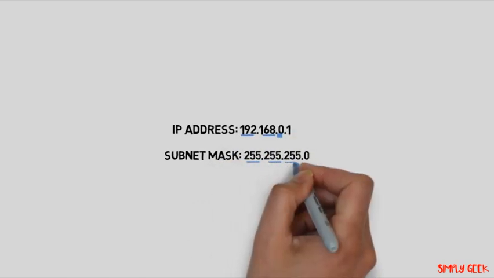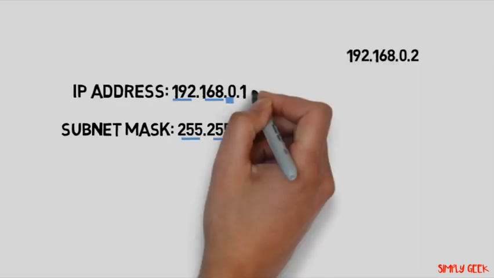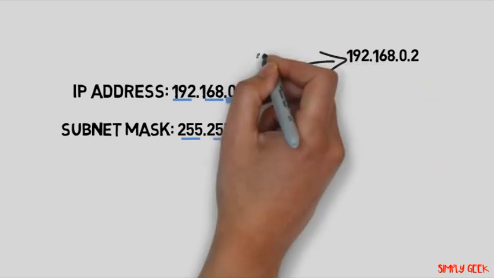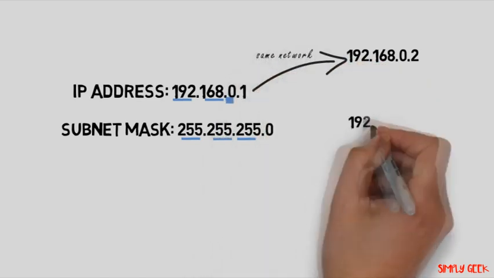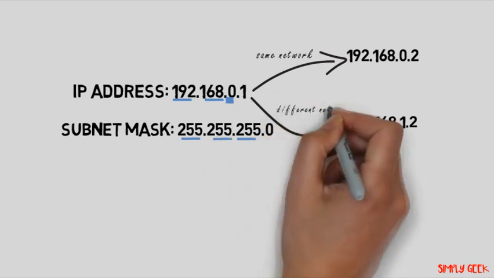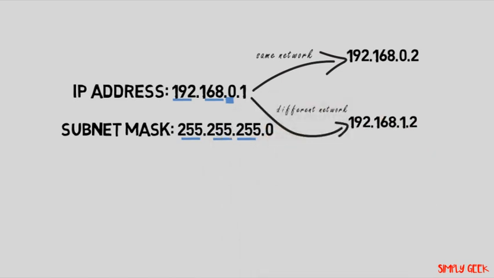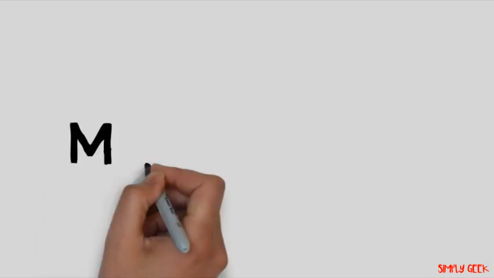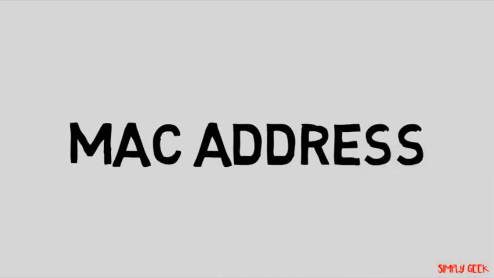A group of computers are said to be in the same network when their network bits are the same, and the host bits will vary depending on the number of computers connected in a network. We will be simulating a real-time scenario in Cisco Packet Tracer in the next video so that you can understand what a network is.